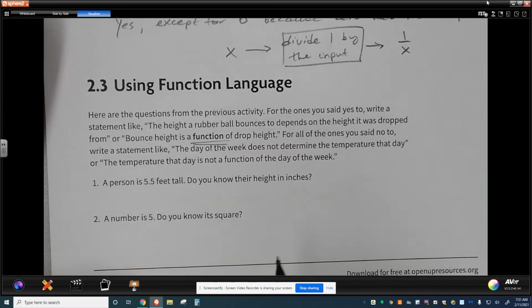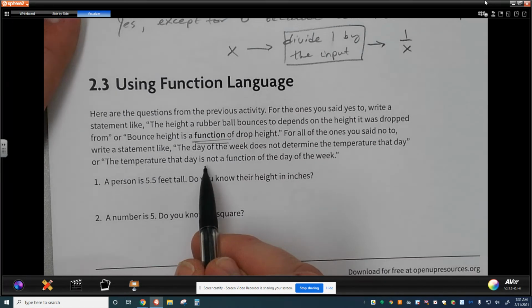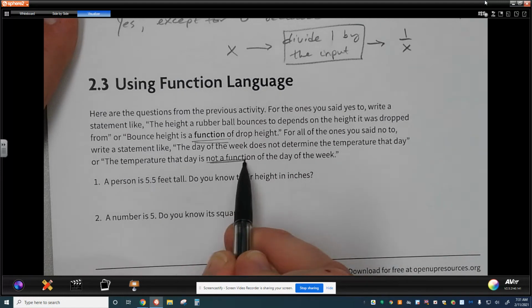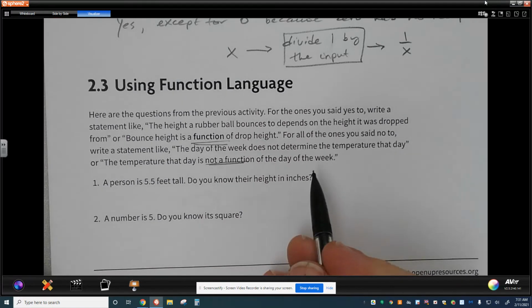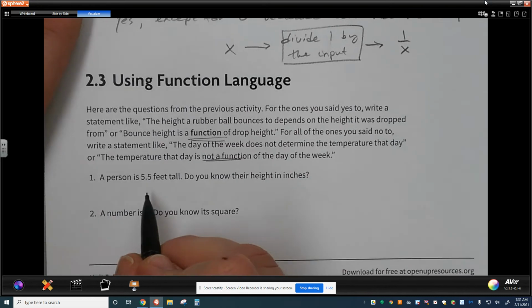So for all the ones that you said no to, we're going to write a statement like the day of the week does not determine the temperature of that day, or the temperature of the day is not a function of the day of the week, meaning that the temperature of the day does not depend on the week. So a person is 5.5 feet tall.